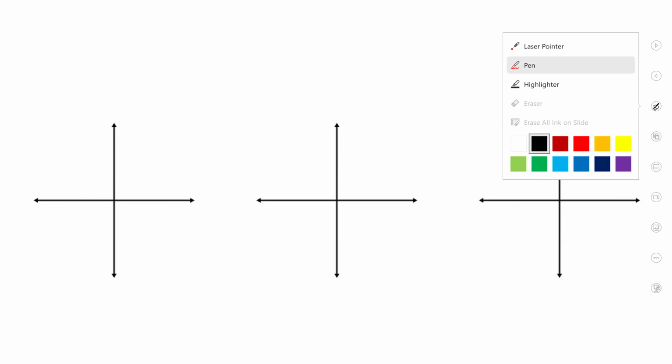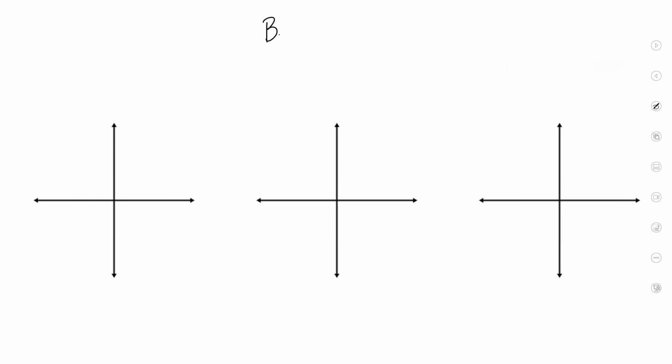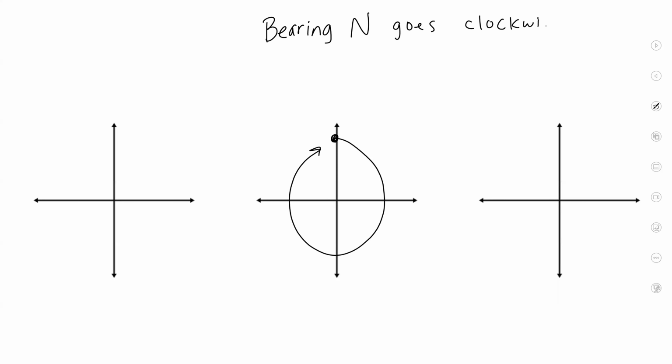Now I'm going to talk about the word bearing. Bearing is your direction starting north and going clockwise. Bearing is north and it goes clockwise. This is the direction starting on the north and going this way, clockwise. So whenever you see this word bearing, your default should be starting on the north and going this direction.